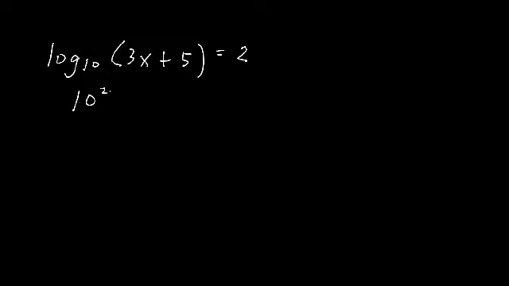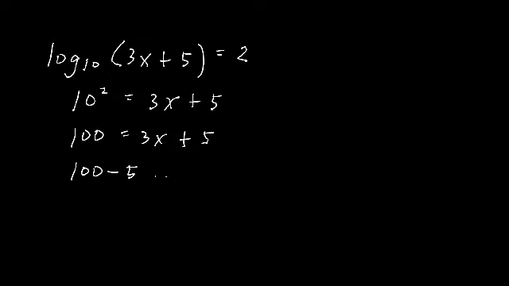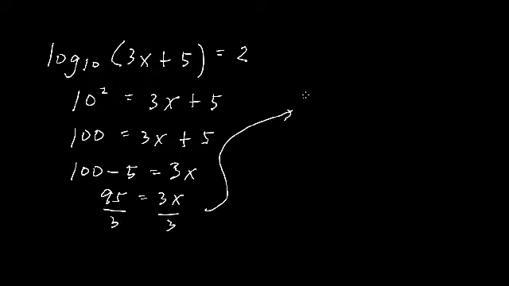So let's have here log base 10 of 3x plus 5 is equal to 2. By converting our logarithmic equation into exponential form, that will become 10 to the second power is equal to 3x plus 5. So that will be 100 is equal to 3x plus 5. And that will be 100 minus 5 is equal to 3x. And 100 minus 5 is 95 is equal to 3x, divided by 3 on both sides. So our x will be equivalent to 95 over 3.